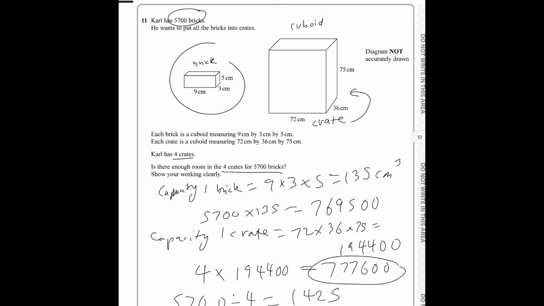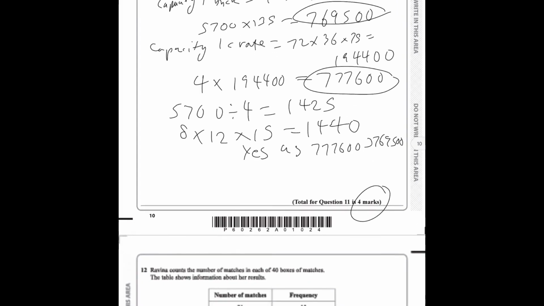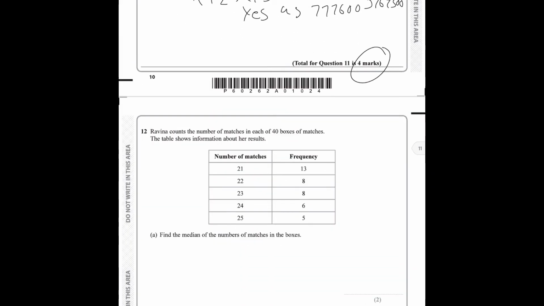So since we know that this is greater than 769500, the capacity is pretty okay, so it's yes. And you can write 777600 is greater than 769500. So this is your answer, 4 marks. It's a pretty awesome question, and hopefully it's understood how to solve this, right? So let's move on to the next question.